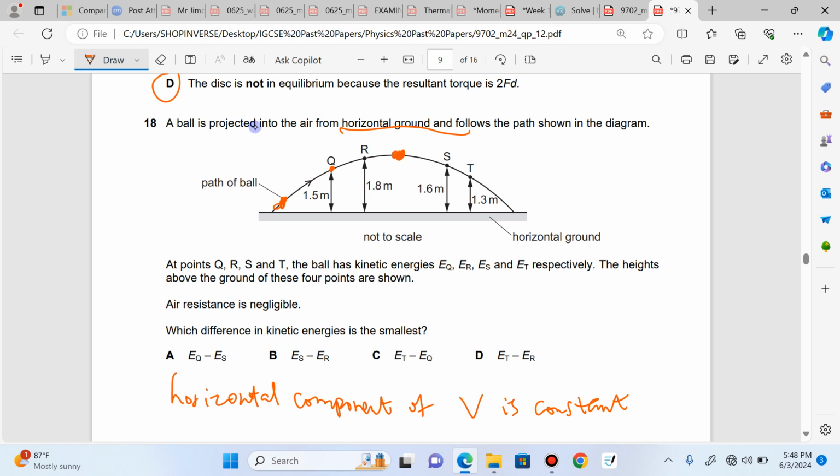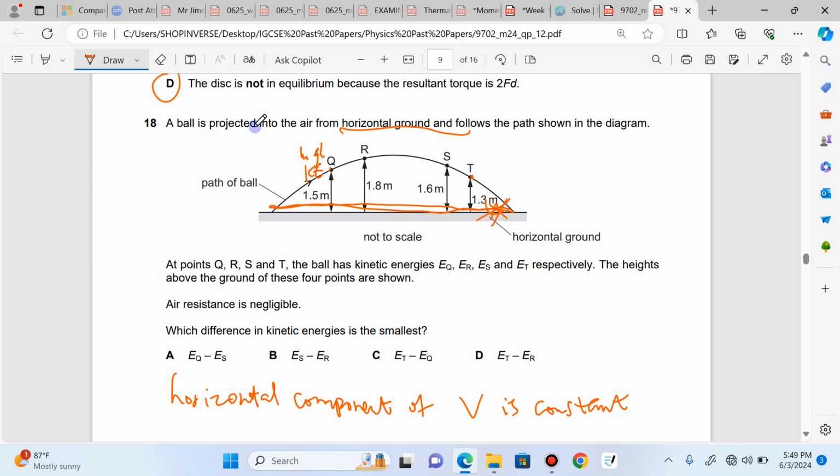So at this point, it has higher velocity, and at the top, the smallest velocity, okay? So you can see that at Q and T, it has high kinetic energy. In fact, the kinetic energy is highest at T because T is the closest to the ground level.